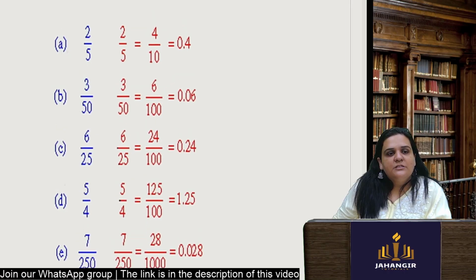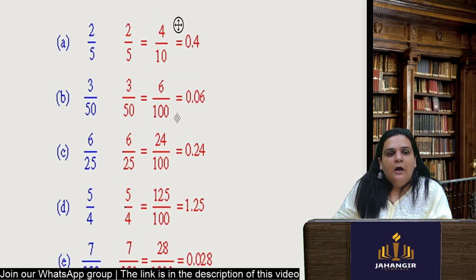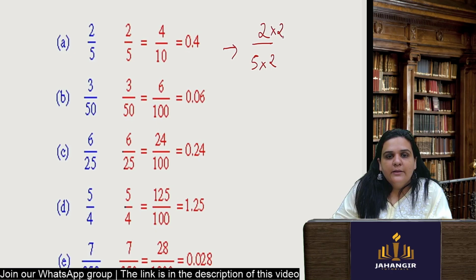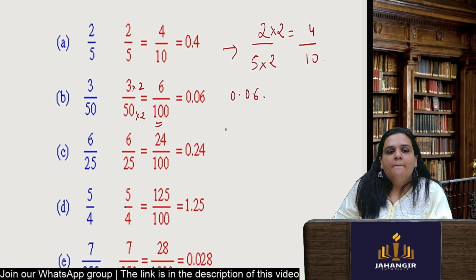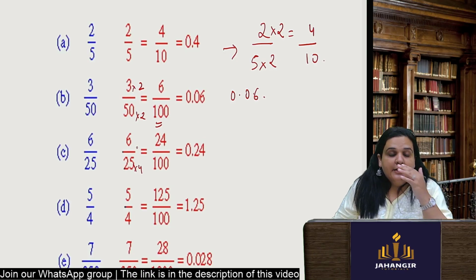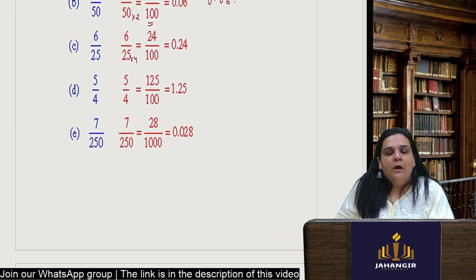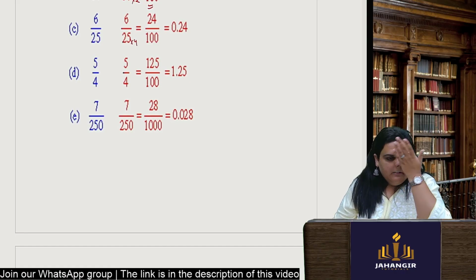Okay, then there are a few sums. Over here, how will you convert this into decimal? When you multiply 5 by 2, numerator also you have to multiply. Then only you will get 4 by 10. 50 into 2 if you do, you will get 100. So here also you have to multiply by 2. 6 upon 100 will be nothing but 0.06. Similarly 25 into 4 you have to do here. So when they are asking you to convert, you have to just see how you are going to get 10, 100, 1000.